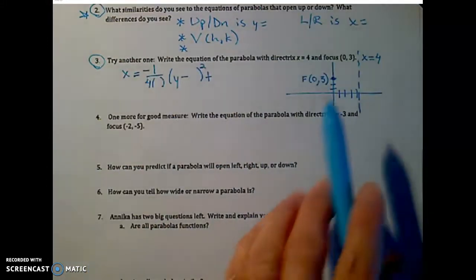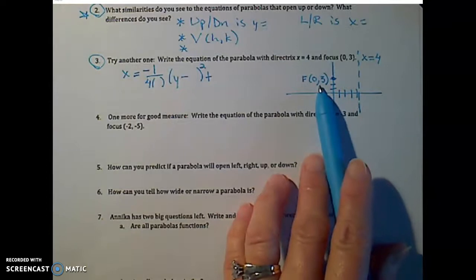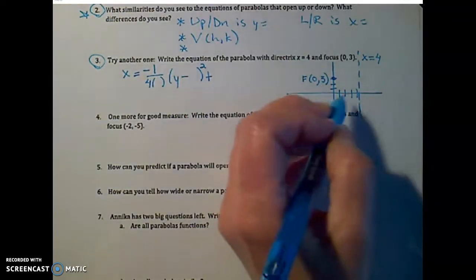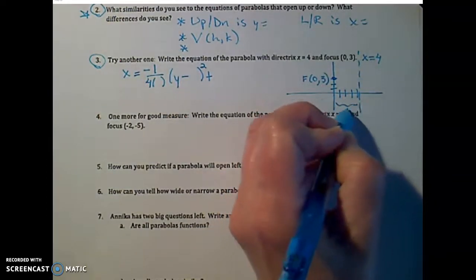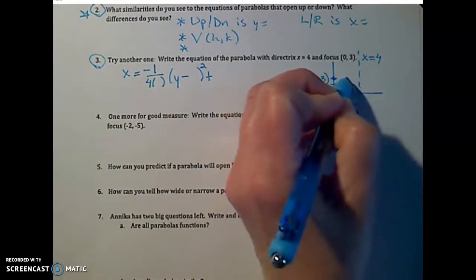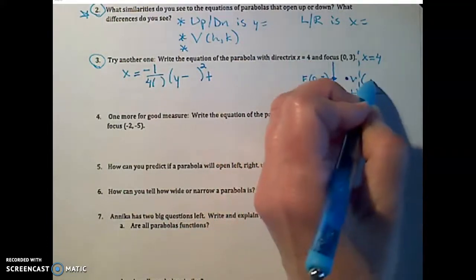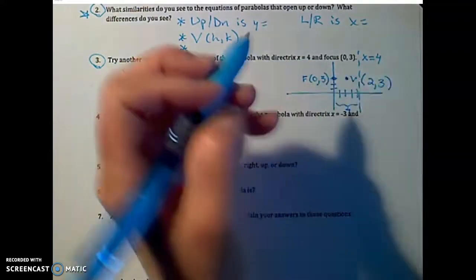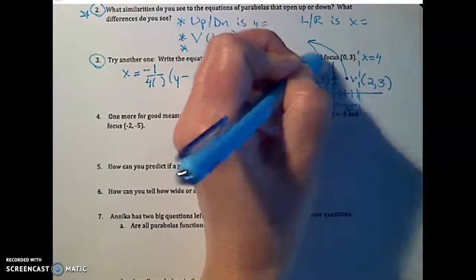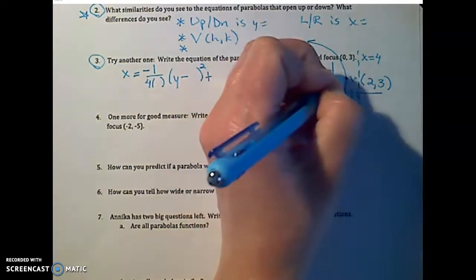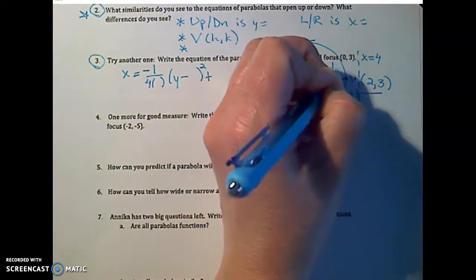Okay, here's my sketch. With a directrix of x equals 4 and a focus at (0, 3), the vertex has to be right in between. That's 4 units. So the vertex is 2 units to the right of the focus, and my vertex ends up at (2, 3). Now this parabola opens to the left, and I see my p-value right here of 2.